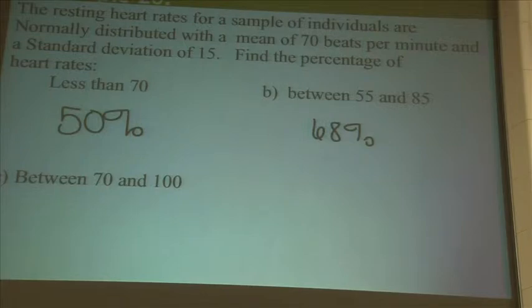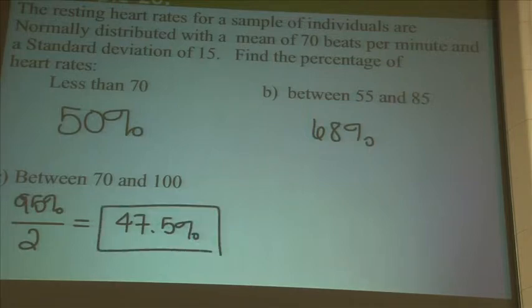That 2 standard deviations in both directions is 95%. If we only want this piece right here, you take your 95% and divide by 2. That's it. Gives us a grand total of 47.5%.